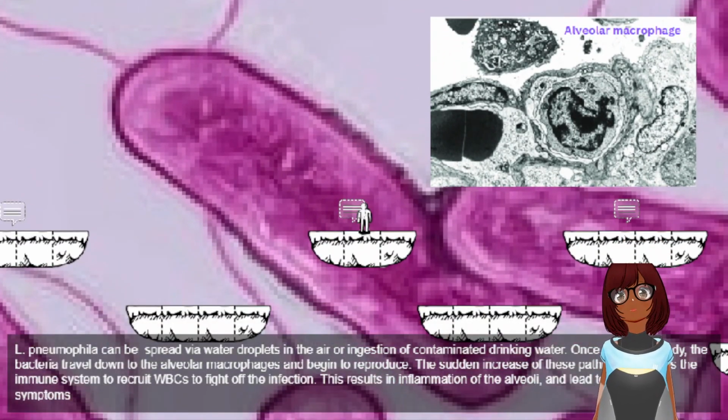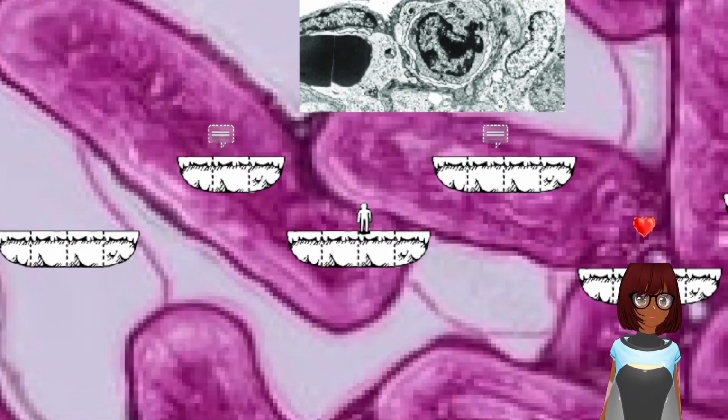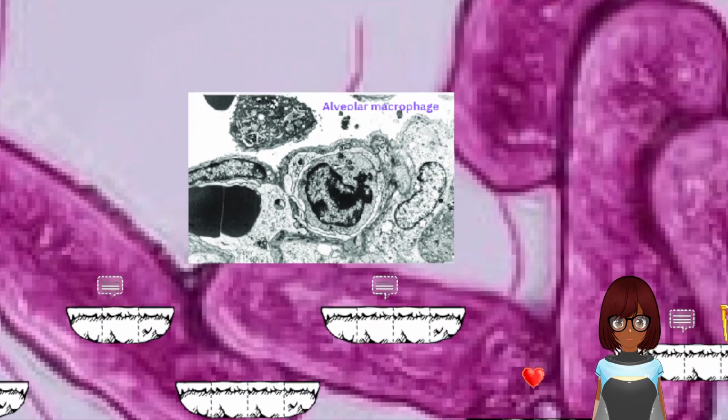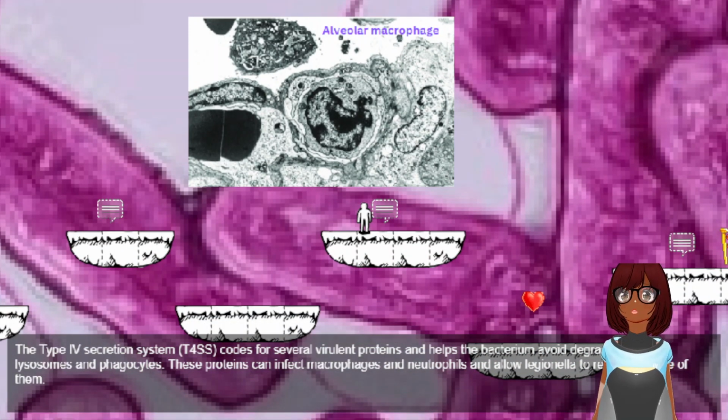Legionella pneumophila can be spread via water droplets in the air or ingestion of contaminated drinking water. Once inside the body, the bacteria travel down to the alveolar macrophages and begin to reproduce. The sudden increase of these pathogens causes the immune system to recruit white blood cells to fight off the infection. This results in inflammation of the alveoli and leads to respiratory symptoms such as coughing. And above you can see a picture of alveolar macrophages.